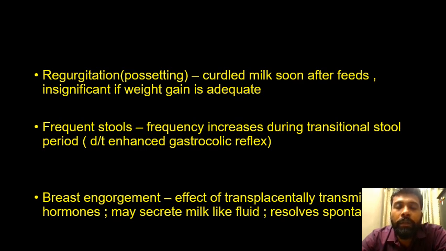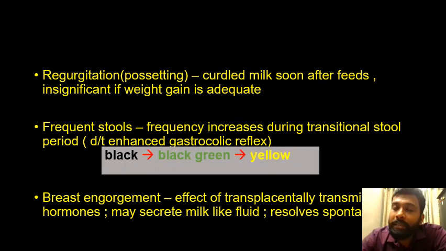So how does the transitional stool make its transition? It is black, that is meconium, initially, then it becomes blackish green, then it becomes mustard yellow. Next thing is breast engorgement, which can happen due to the effect of transplacentally transmitted hormones, and this may secrete milk-like fluid, and resolves spontaneously.